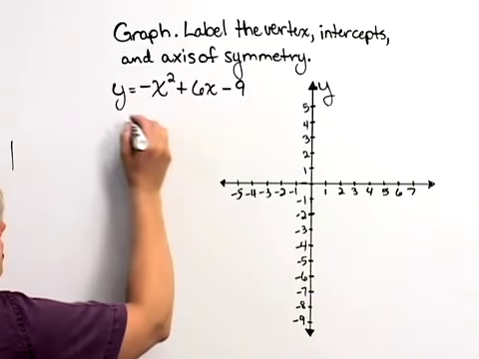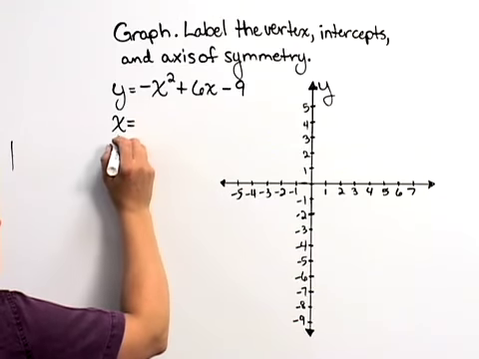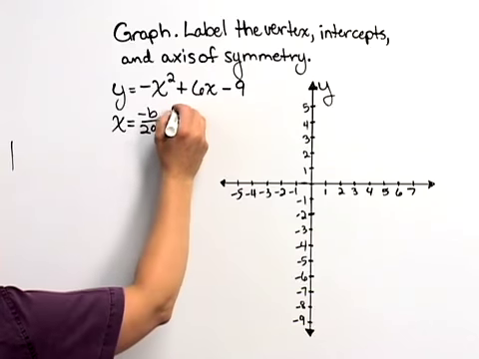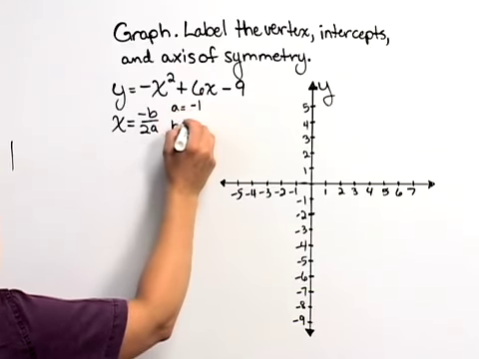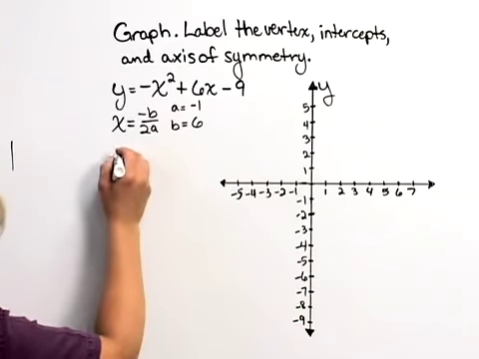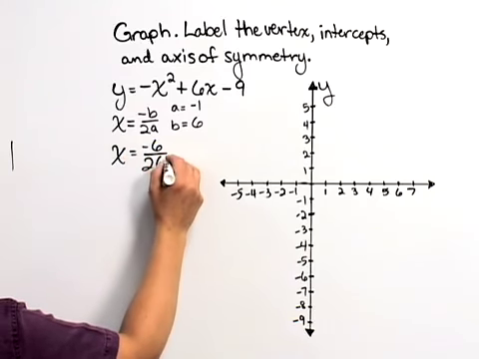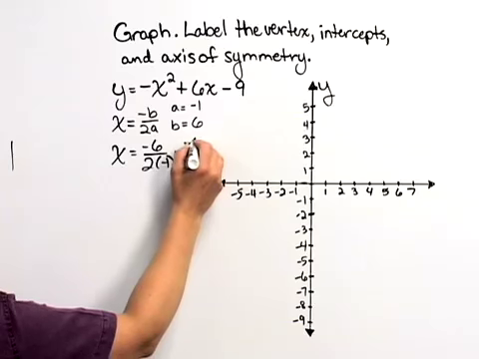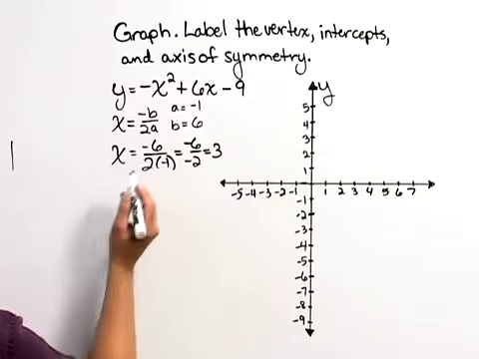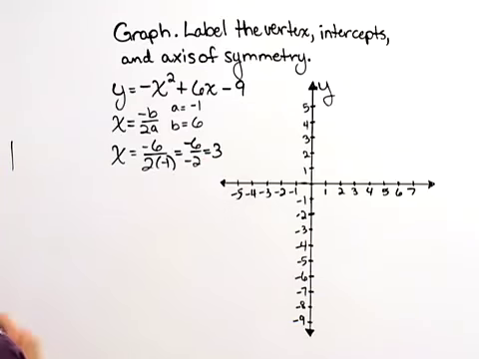So let's first find our vertex. For our vertex, we know that that's going to be at an x-coordinate of -b/2a. Our a is -1 and our b is 6. If we plug those in here, we'll find that x-coordinate. So x is going to be the opposite of 6/2 times -1, which is -6/2, or 3. Now we know that our x-coordinate of our vertex is 3.